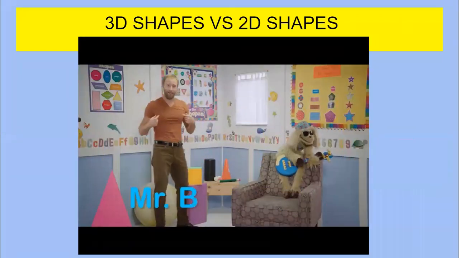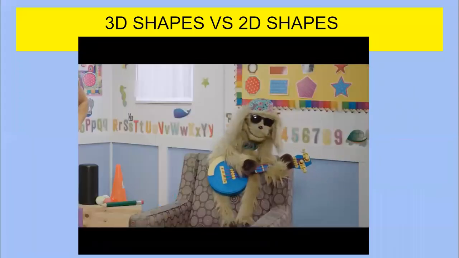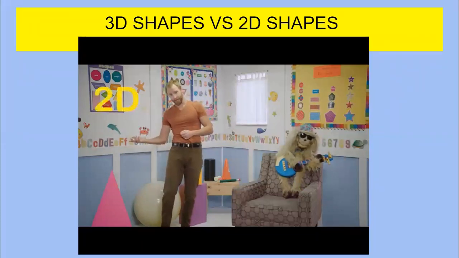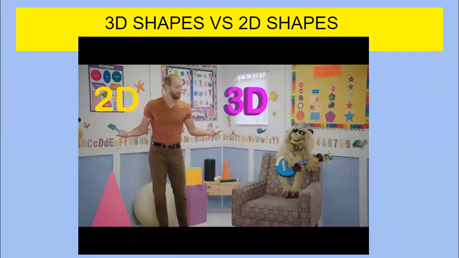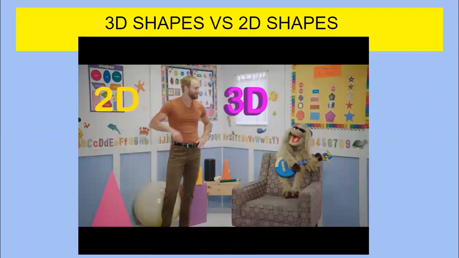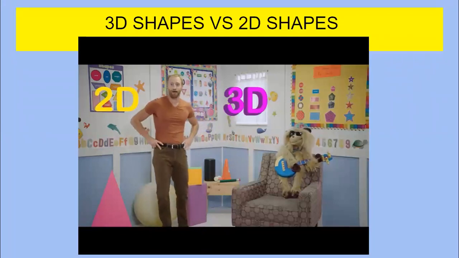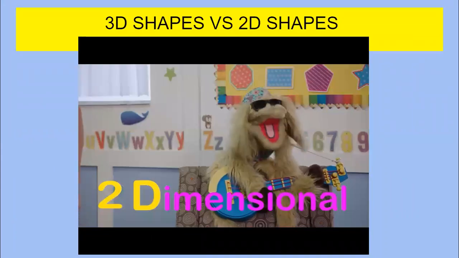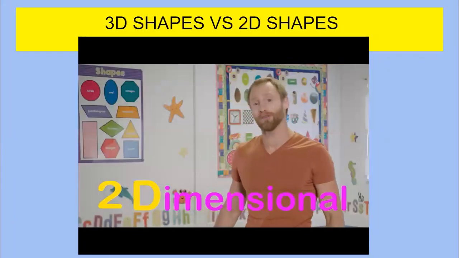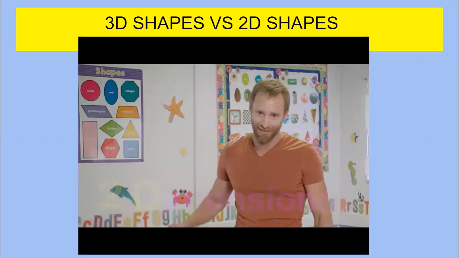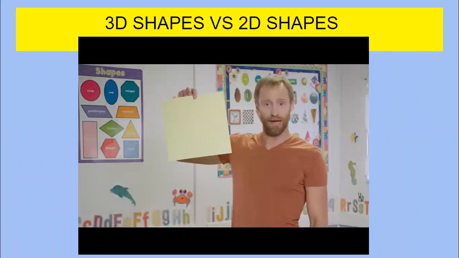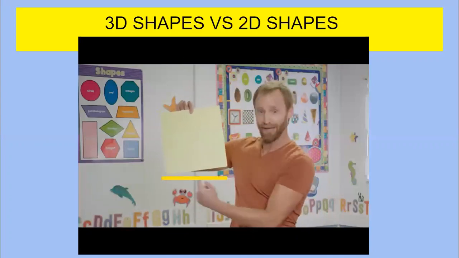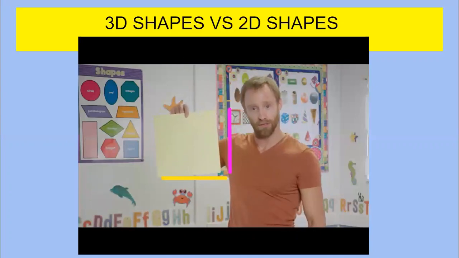Oh, hey kids, it's Mr. B and Banjo Bob. Hey kids! Today we're going to learn about shapes. There are so many different kinds of shapes. There are 2D shapes and there are 3D shapes. But Mr. B, how do you tell the difference between a 2D shape and a 3D shape? That's a great question, Bob. 2D means two-dimensional. Can you try saying that? Two-dimensional. Very good, Bob. Two-dimensional means the shape goes two ways. Take a look at this square. It goes side to side, and it goes up and down. One way, two ways. This shape is two-dimensional.